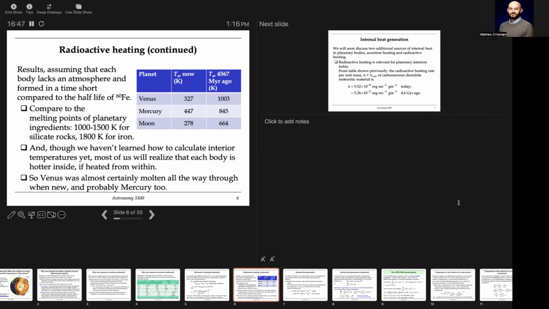Guess to find out. All right. And if we compare these to the start of the solar system, you see that, of course, they were much hotter. So Venus, of course, is about 1,000 Kelvin. And we can compare this to the melting points of planetary rocks. So we said that this is sort of the temperature range for silicate rocks.